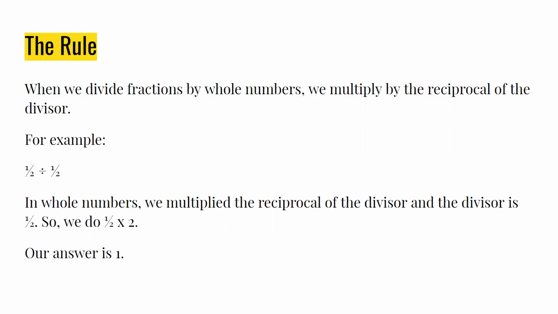When we're dividing fractions by other fractions, the rule is the exact same. So when we have 1/2 divided by 1/2, like in whole numbers, we multiply by the reciprocal. So when we do it here, it would be 1/2 times 2, because 2 is the reciprocal of 1/2. And we also flip the sign. So when we do 1/2 times 2, our answer is 1. Therefore, 1/2 divided by 1/2 is 1.